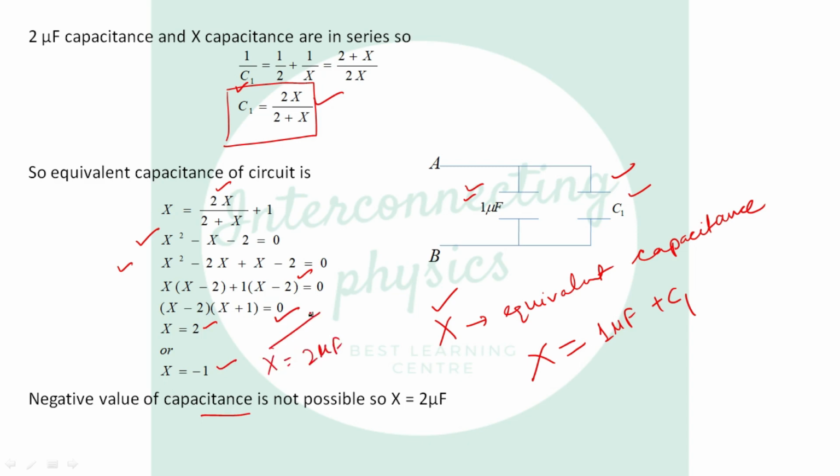So what was X? It was the equivalent capacitance of the network. Okay. So the answer is 2 microfarad. Okay. So hope you understand each and every problem.